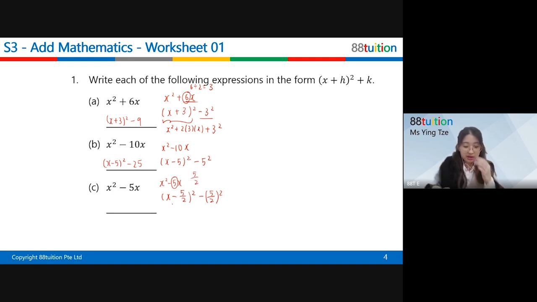So actually, are you familiar with this expansion? The one where a plus b square is equal to a square plus 2ab plus b square. This one? You have seen this before? Yeah. So this one is matching with here, then you need to minus off the b square.